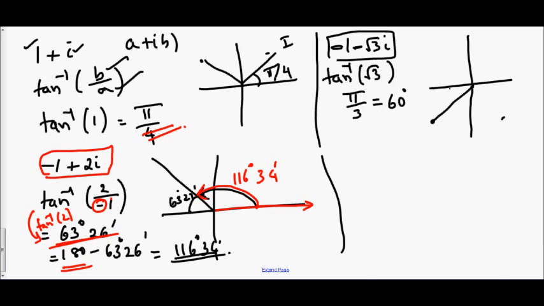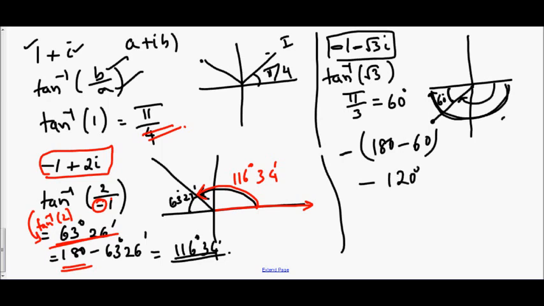But the 60 degrees is here. This is 60. So what you have to do is find this value, which is negative. So this is actually 180 minus 60, on the negative side. 180 minus 60, and you need to put a negative sign because we are going in the clockwise direction. Therefore, minus 120 would be our actual angle, which is this one.